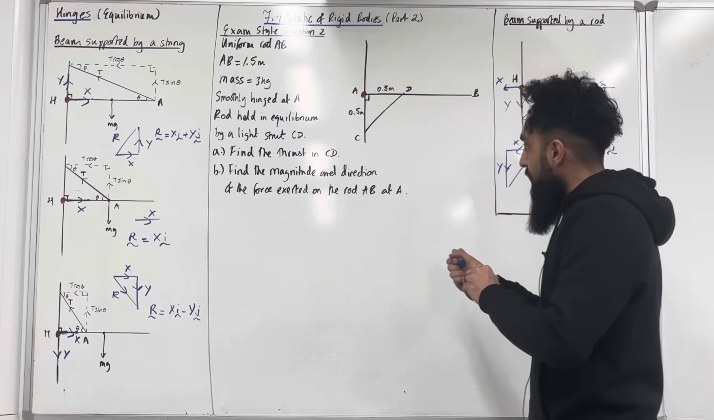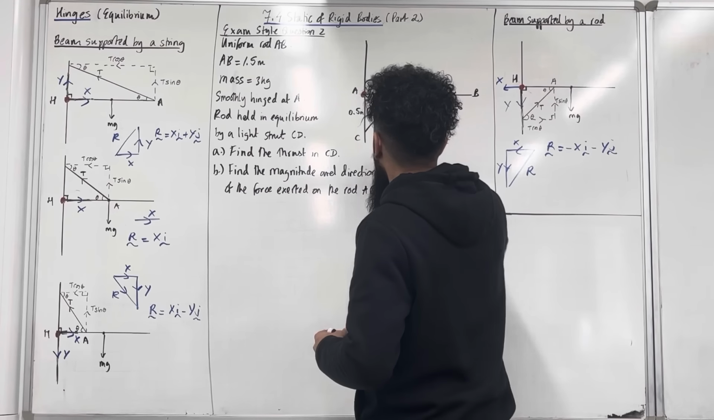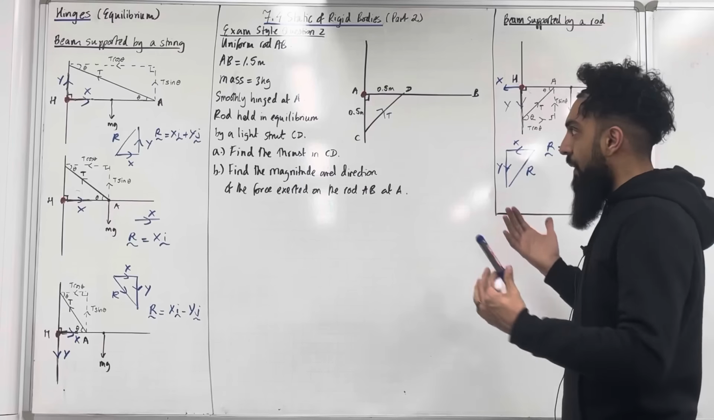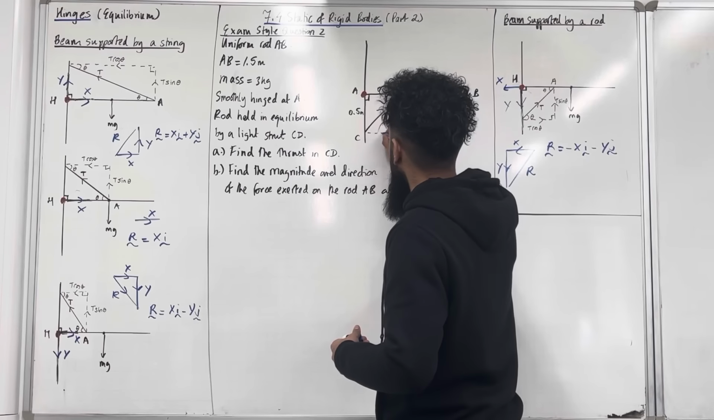So first of all, that thrust is going to act in this direction. We can call that T. Now for that thrust we have component forces. We can construct a right angle triangle.